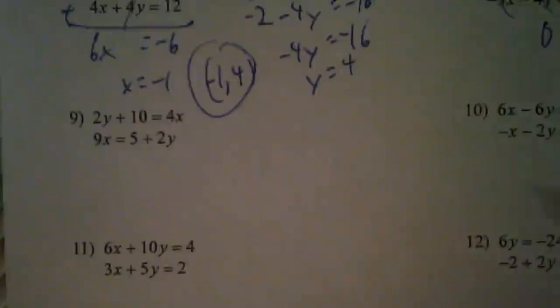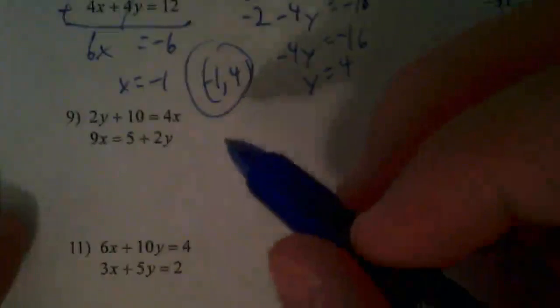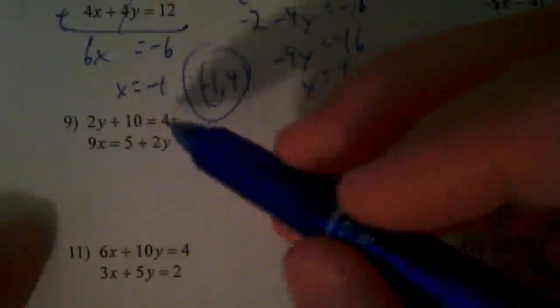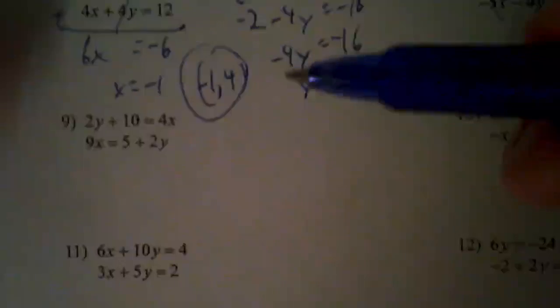And number 9. This one is not set up in a way where they match, so we're going to have to rearrange this. We could flip the entire top equation so that this is on that side and these are on the other side, and we just have opposite values for signs.